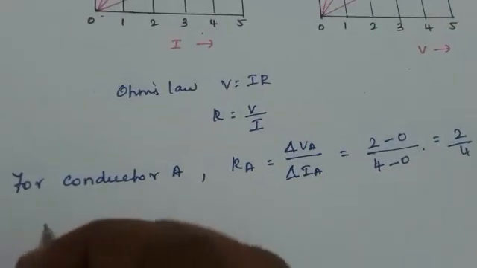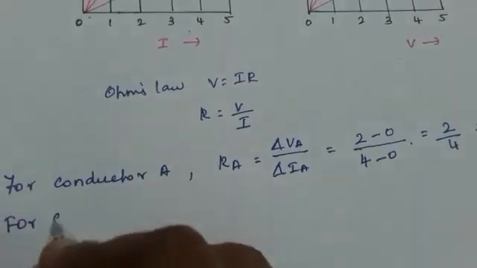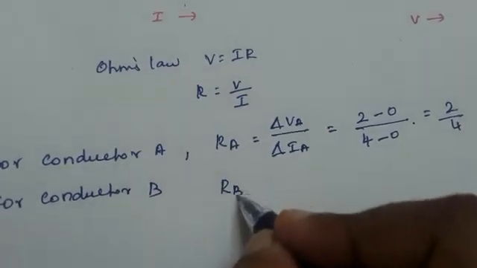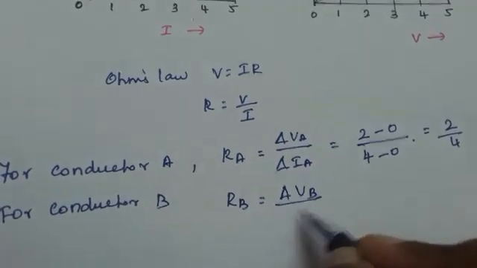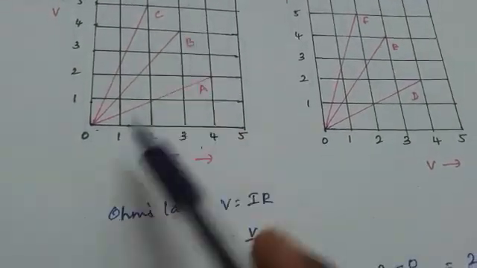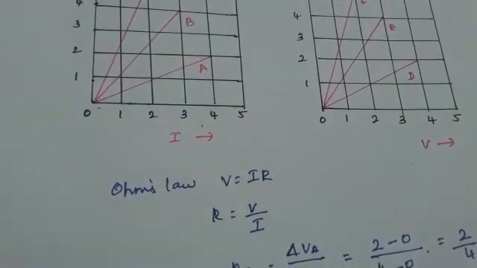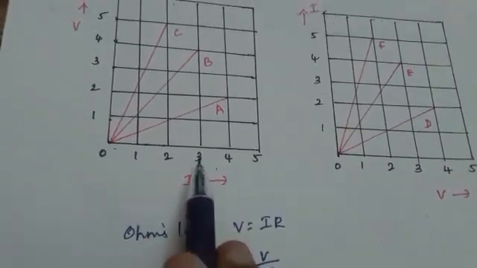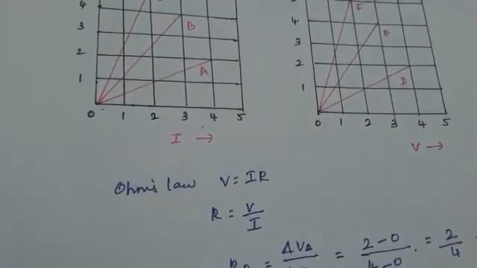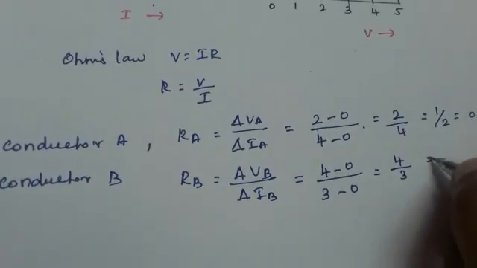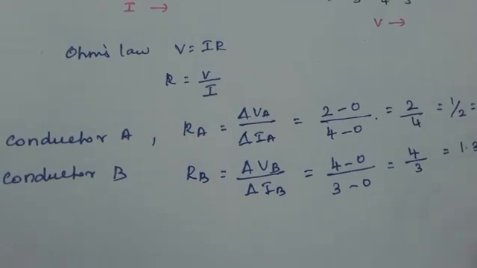Now we'll go for conductor B. RB is equal to delta VB by delta IB. Here V is 4, so it is 4 minus 0, and on the x-axis it is 3, so 3 minus 0. So it is 4 by 3. What is the value of 4 by 3? 4 by 3 is 1.33 ohm.